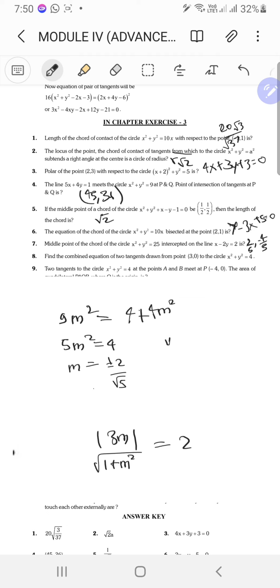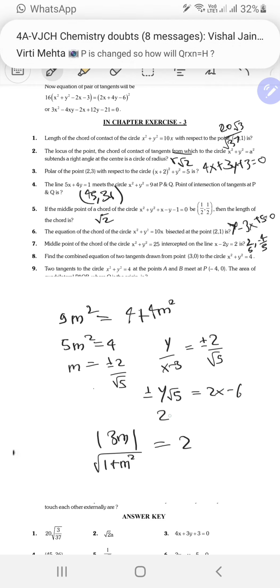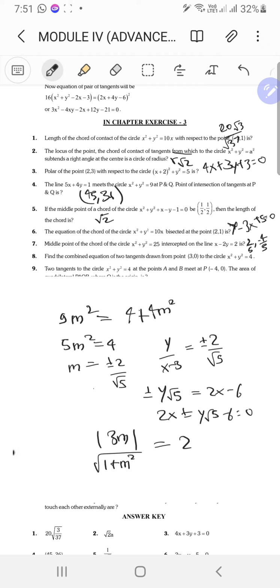So y upon x minus 3 equal to plus minus 2 upon square root of 5. So plus minus y square root of 5 equal to 2x minus 6. So 2x plus minus y square root of 5 minus 6 equal to 0. Maybe that's the combined equation. Okay, so 2x plus minus y square root 5 minus 6 equal to 0.